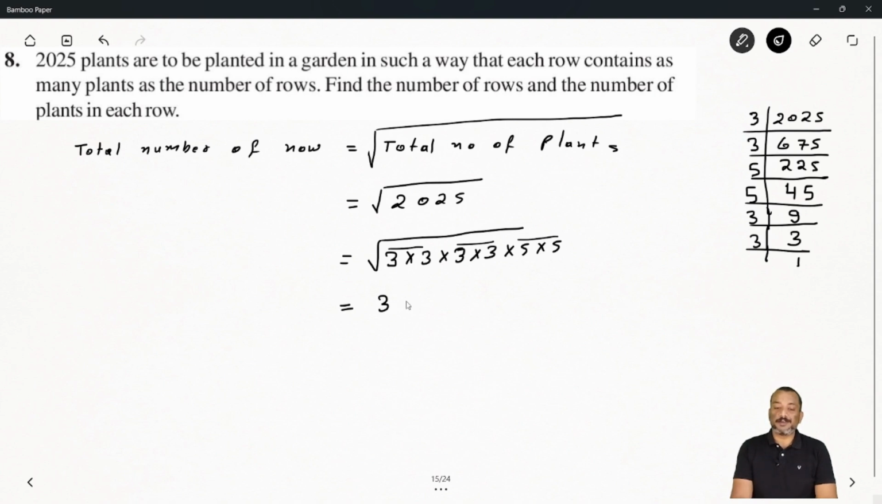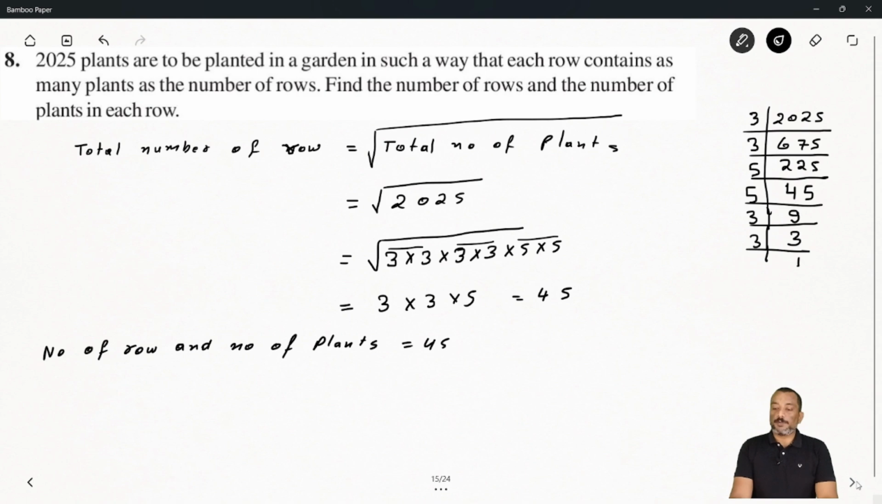So you can say 3, 3, and 5. So you will get here 3 times 3, 9, and 9 times 5, you will get 45. So you can say number of rows here is equal to how much? 45. And number of plants in each row, that is also 45. So we can say number of rows and number of plants is equal to 45. Hope it's clear.